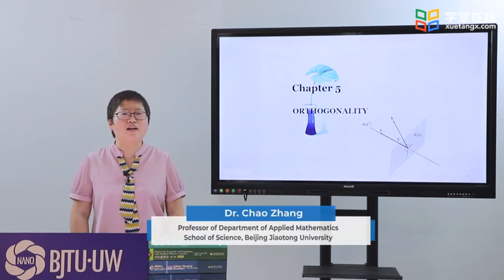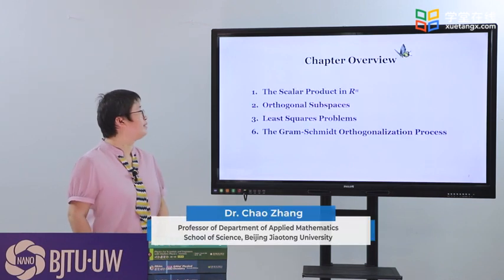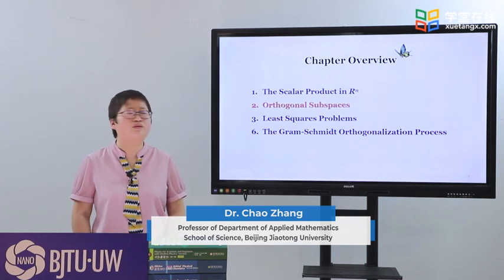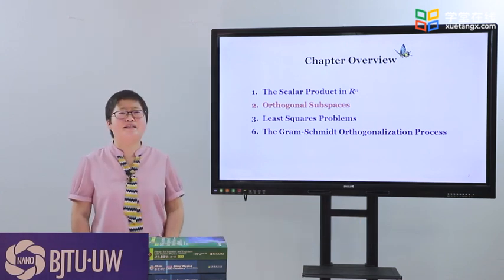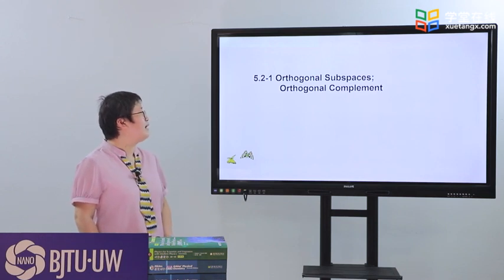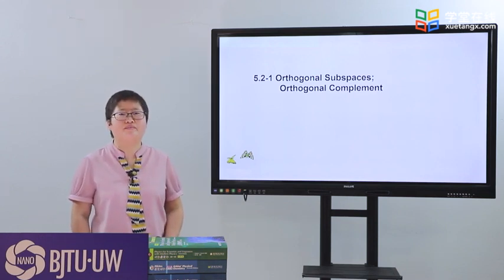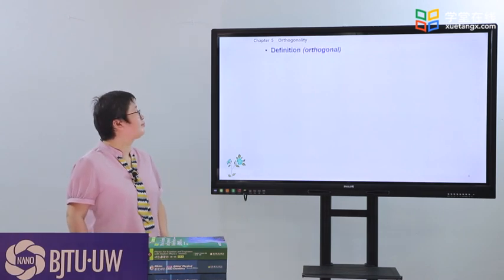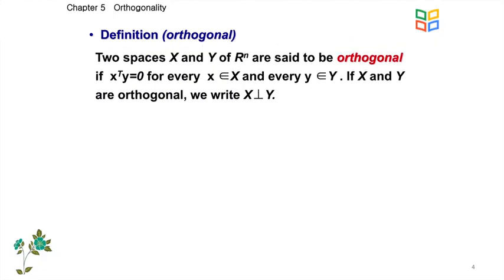Now we continue to learn Chapter 5, Orthogonality. Section 2, Orthogonal Subspaces. And Part 1, Orthogonal Subspaces and Orthogonal Complement. First, we see the definition.